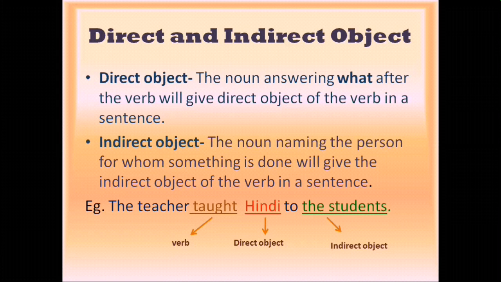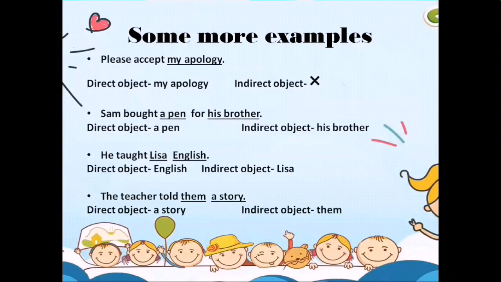in a sentence. The teacher taught Hindi to the students. Teacher taught what? Hindi. Hindi becomes direct object. And Hindi is taught to whom? The students. The students becomes the indirect object. Here are some more examples.